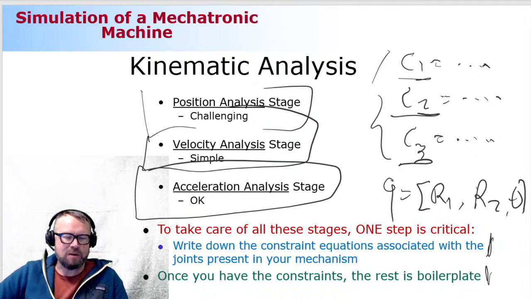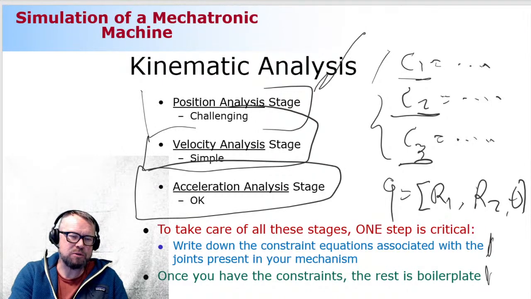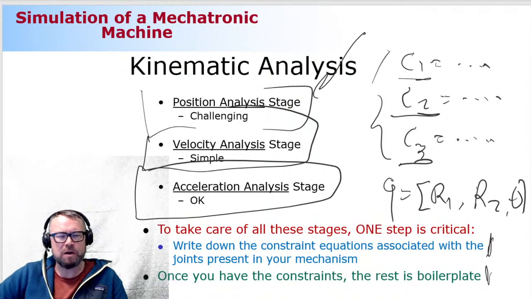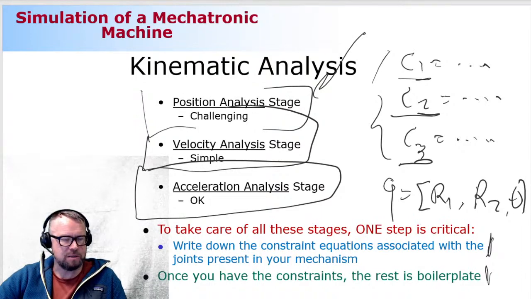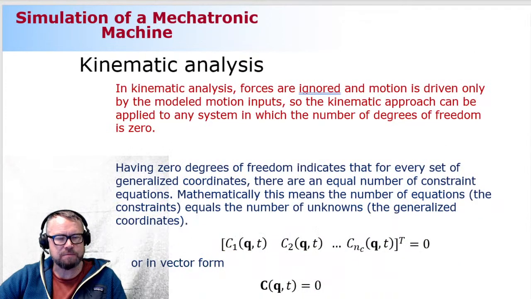This says that once you have a constraint, then the rest is boilerplate. Yeah, kind of, but still, this position analysis, which is based on the iterative process, is a little bit of a headache. Okay, so that's the big concept. That's the big picture. What about the details? How does it go in detail?